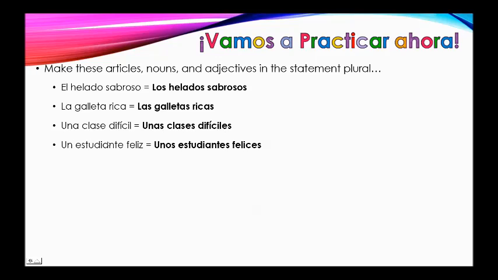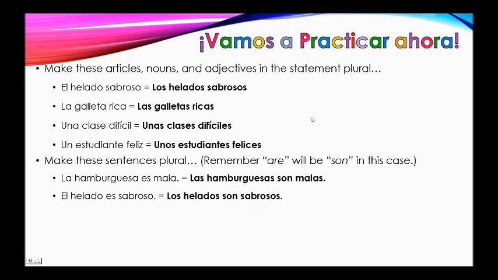Un estudiante feliz changes to unos estudiantes felices. So un changes to unos. Estudiante has a vowel on the end, so it gets an S, and feliz ends with a Z, so we took it off and replaced it with CES. If you got all of those right, you're doing great with all of the rules we learned. Now you're supposed to make these plural. So la hamburguesa es mala changes to las hamburguesas son malas.